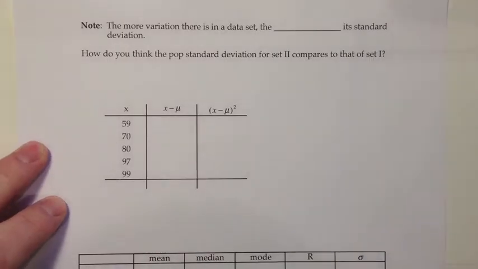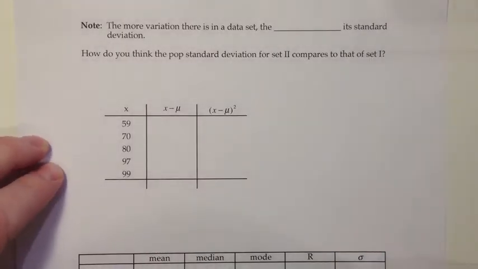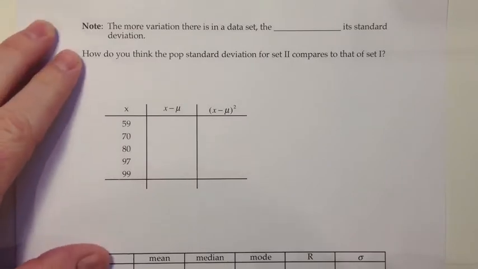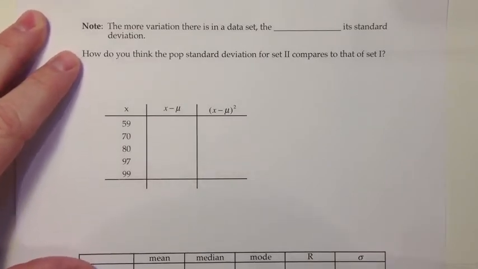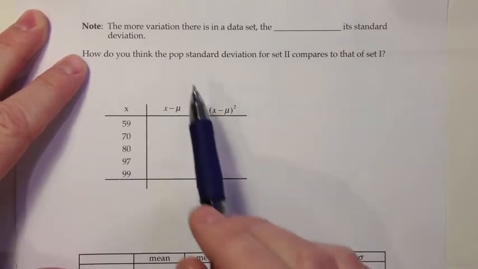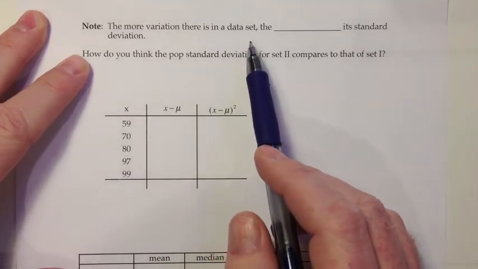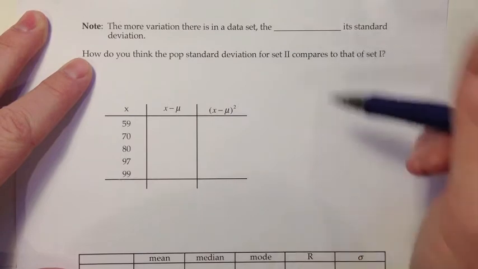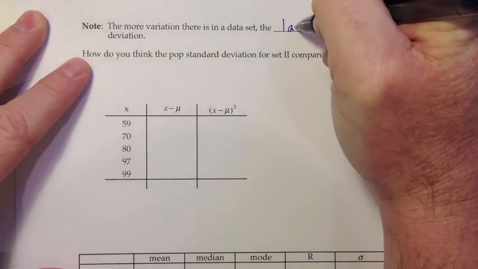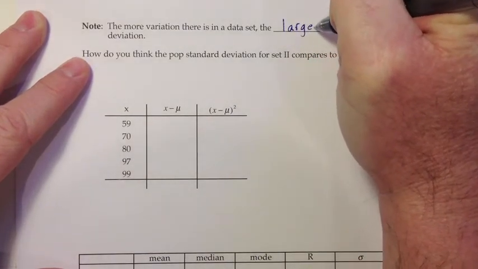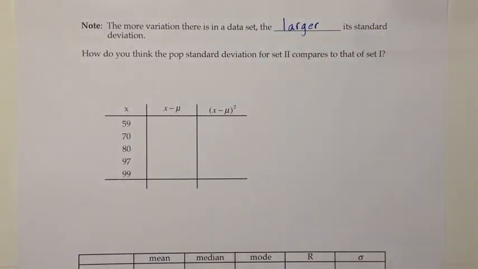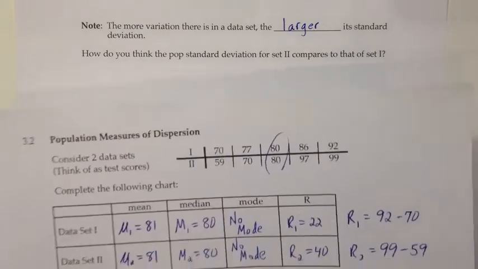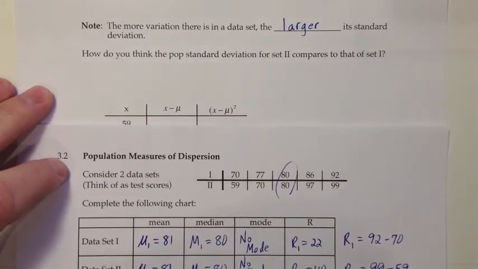Alright, we're continuing on with section 3.2 on the standard deviation, and I just want to make a note here. If it's really the job of the standard deviation to measure how spread out a data set is, then the more variation there is in a data set, you would think the larger its standard deviation would be. And we're going to test that theory out here by looking at the standard deviation for our other data set 2.